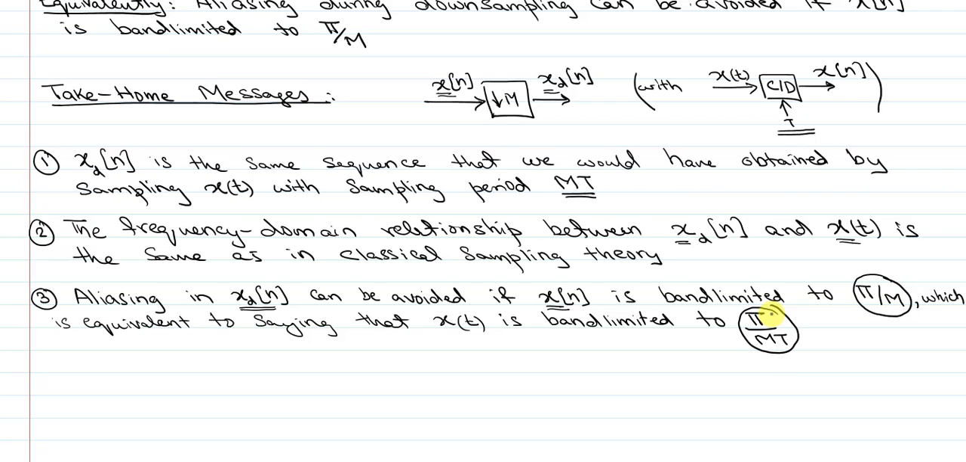Now, if that were not the case, then we would have to employ an anti-aliasing filter in discrete time. That is different from sampling theory, where typically anti-aliasing filters are employed in continuous time. That we will discuss in a later video. But these are the three main take-home messages for downsampling a sequence to get a sequence that gives you a reduced sampling rate.